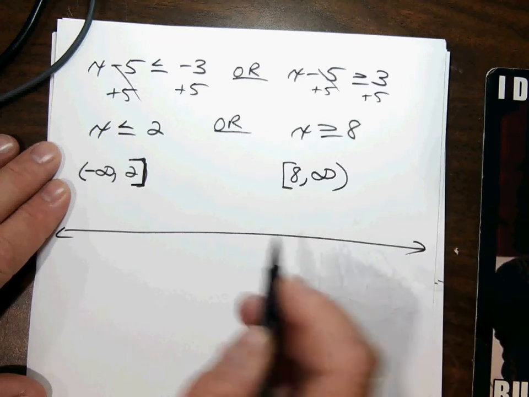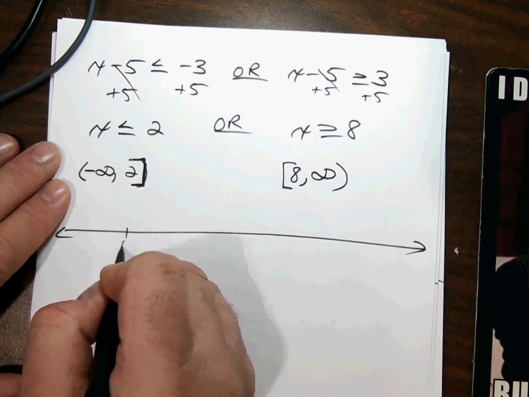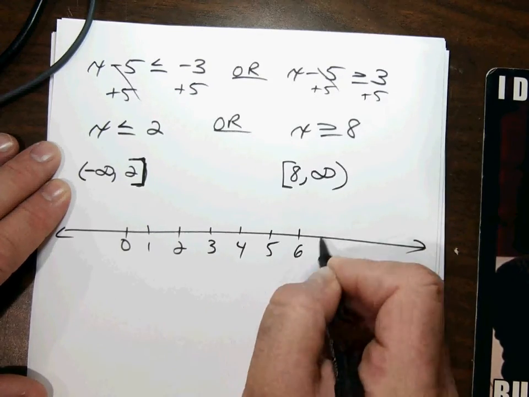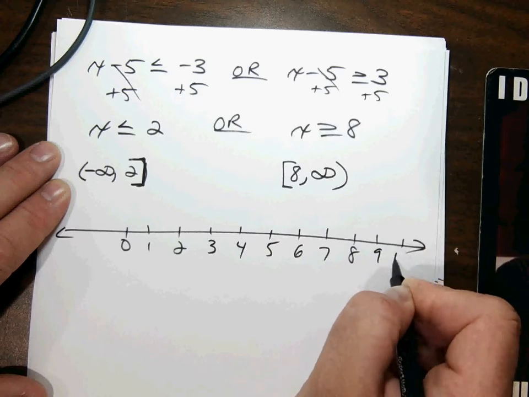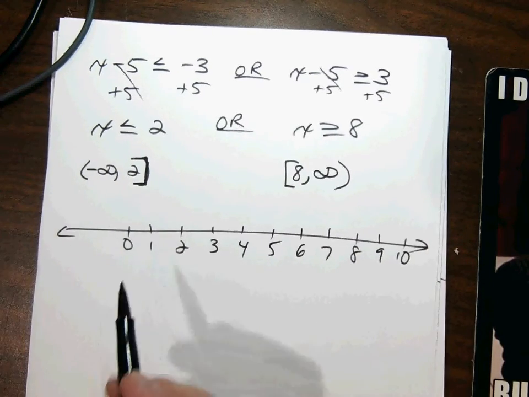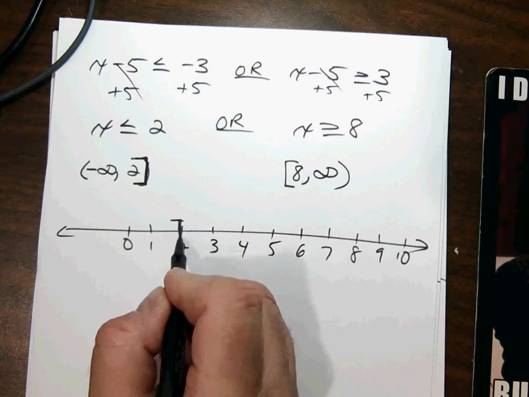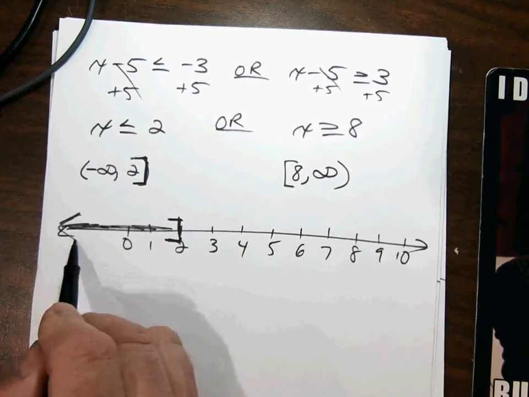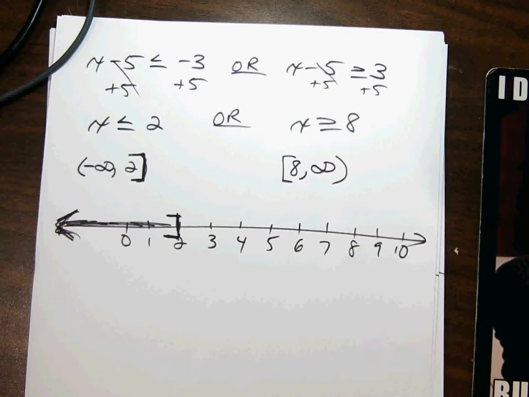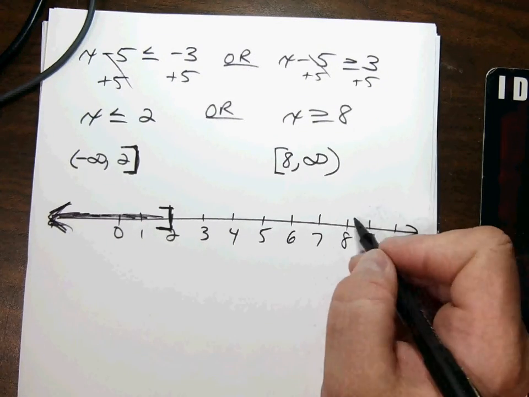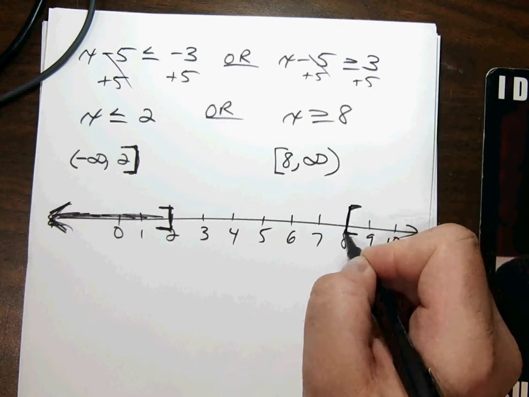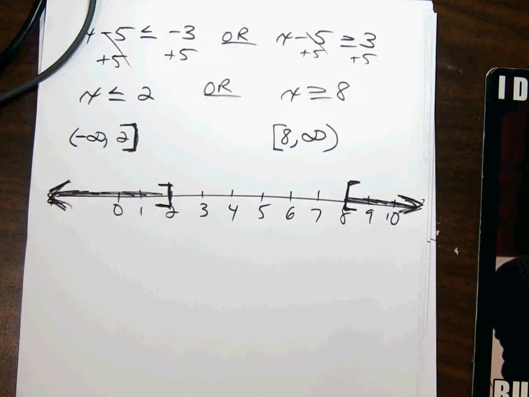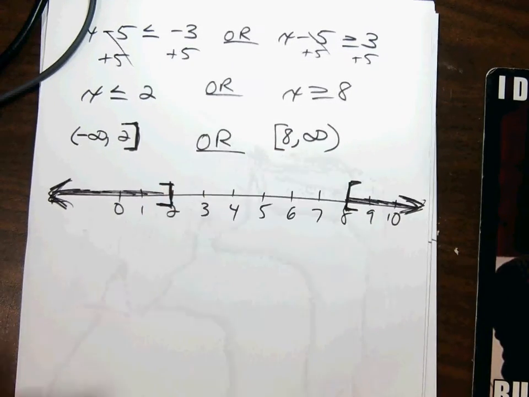How do we do it on a number line? Let's say 0, 1, 2, 3, 4, 5, 6, 7, 8, 9, 10. Less than or equal to 2. So start here at 2, including the 2 with a nice square bracket. All numbers less than goes that way, down to -infinity. Greater than or equal to 8, including the 8. Nice square bracket on the 8. All numbers greater than goes that way. Again, there is no overlap, and there doesn't have to be with an or problem.